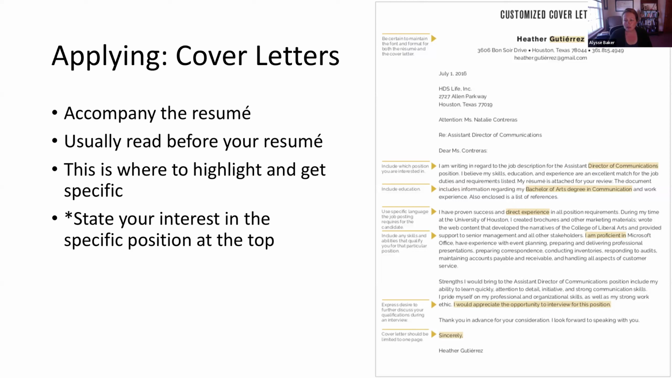But like you'll see in this example to your right, we have the first paragraph that is specifically pointing to the position that the prospective employee is applying to. So you want to make sure that that's in your first paragraph. I'm writing in regard to the job description for the assistant director of communications position at such and such place. And this is pretty generic. This is fine, though. This is a good example.